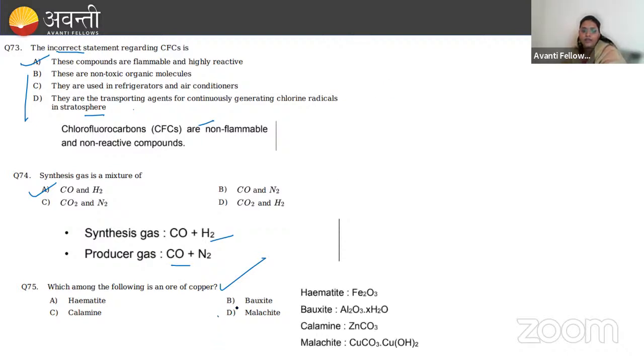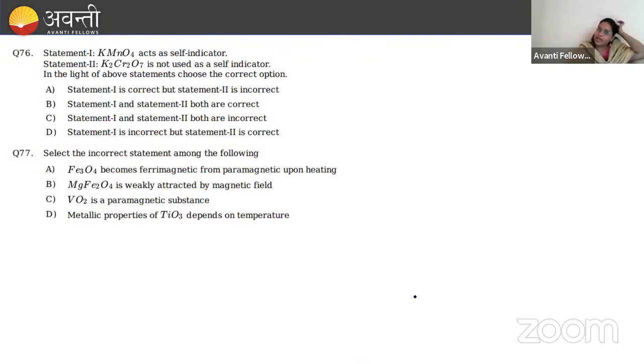Okay, so you can see here, this is what? Ore of copper. Next question. KMnO4 acts as a self-indicator. K2Cr2O7 is not used as a self-indicator. What is correct? 1 is correct, 2 is incorrect; 1 and 2 both are correct; both are incorrect; first incorrect, second correct. So what is the answer here?